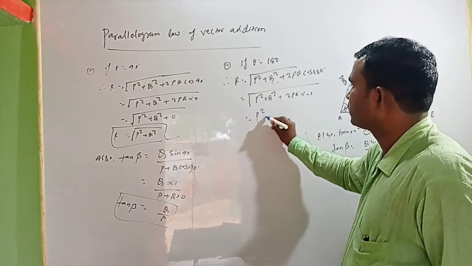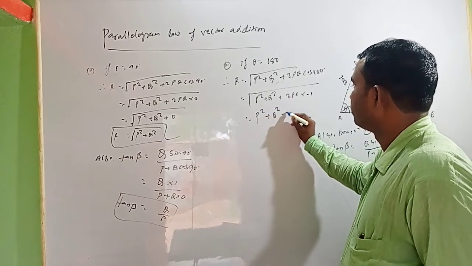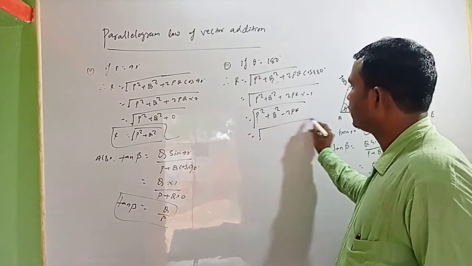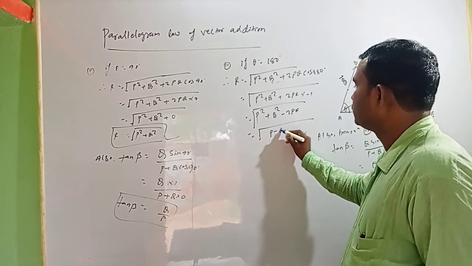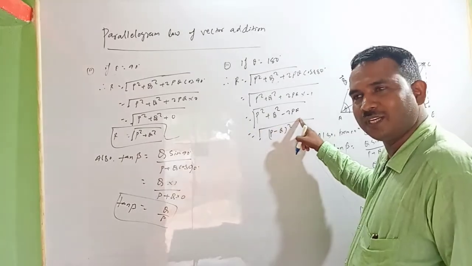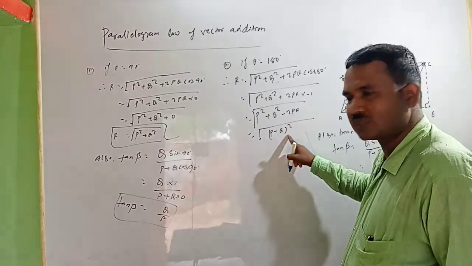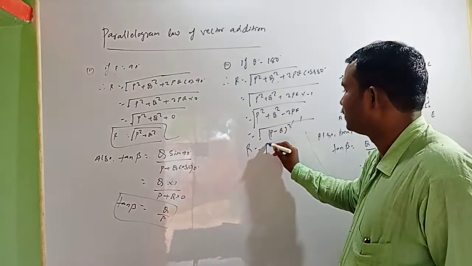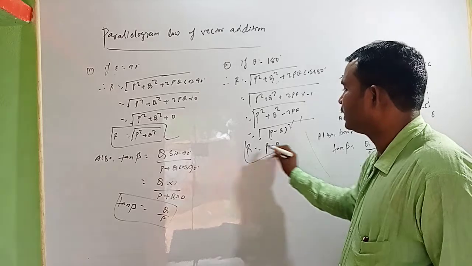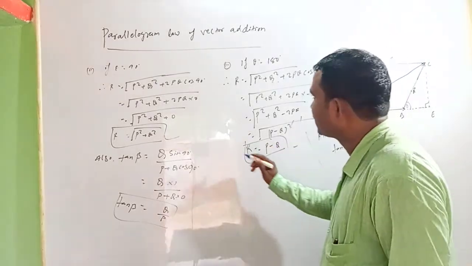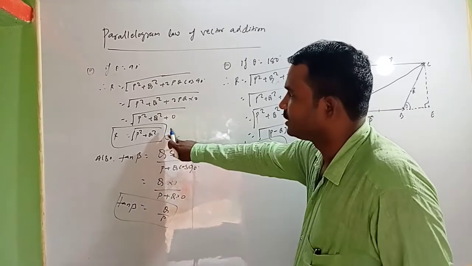So here it will be p square plus q square minus 2pq, and this will be in the root. It means you can write p minus q whole square, because a square plus b square minus 2ab equals a minus b whole square. And the square and root will cancel out. Finally you have r is equal to p minus q. Very good.